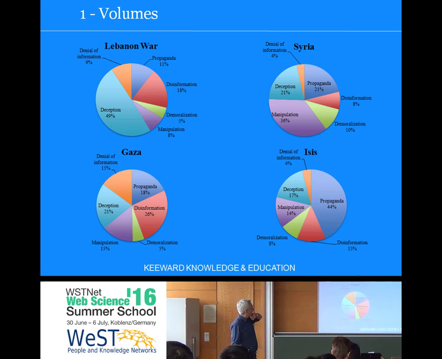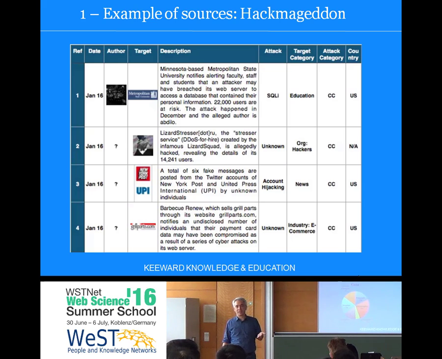If you look at the groups, this is how we looked at the big strategies. In the first context, in Lebanon, deception was the main tool because it's the easiest one. In Syria, manipulation and propaganda were pretty big, and deception also. In Gaza, propaganda and denial of information were also very high, with disinformation. And with ISIS, you have propaganda, which is mainly the reason. ISIS doesn't have to say we are not doing it. They just have to say we are doing it, which is a new approach in terms of communication.